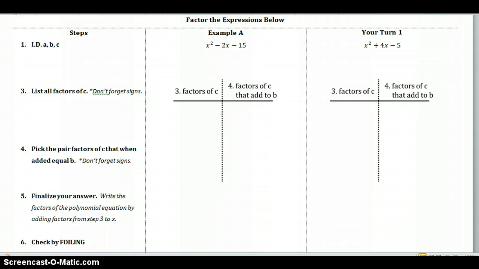On the left hand side we have some steps, and step 1 tells us to identify A, B, and C. So that's the first step. You guys have done that before, so that should be fairly simple. So let's start off with our equation. A in this equation is equal to 1, and that makes sense because that's the cases that we're looking at. B is equal to -2, and C is equal to -15.